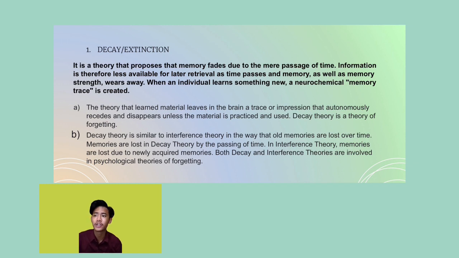Decay theory is a theory of forgetting. Decay theory is also similar to interference theory in the way that old memories are lost over time. Memories are lost in decay theory by the passing of time. In interference theory, memories are lost due to newly acquired memories. Both decay and interference theories are involved in psychological theories of forgetting.